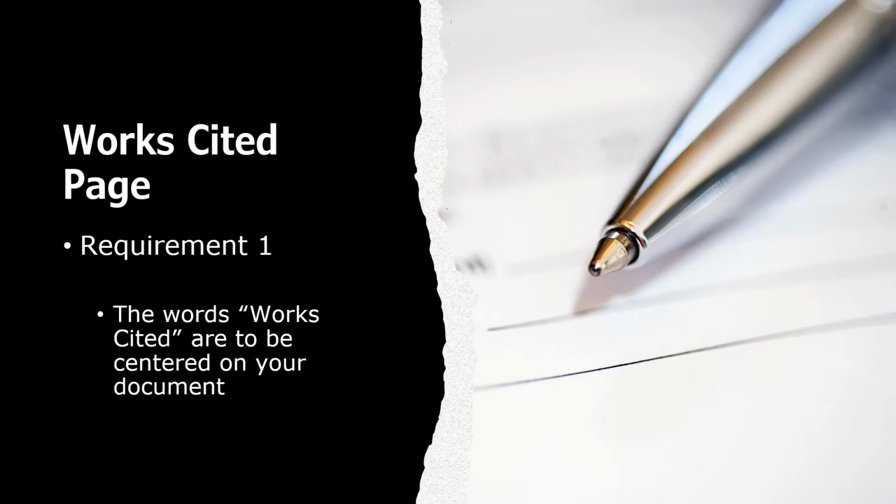Simply put the words works cited on the center of your document, right at the top. Hit that center bar on your document, type these words in, and you are underway. Like I said, this is quite simple. This is what it should look like when you put the words works cited in the middle of your document.